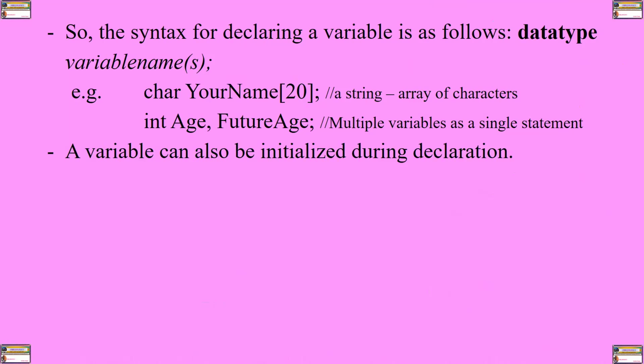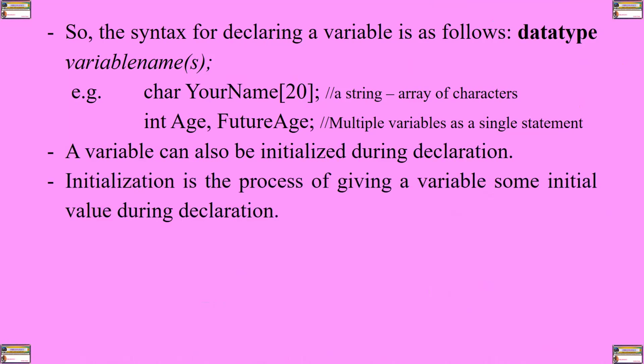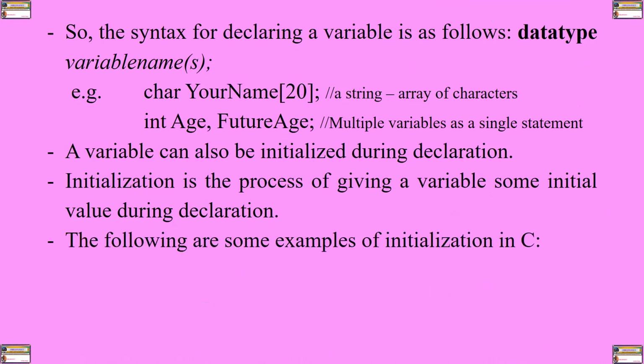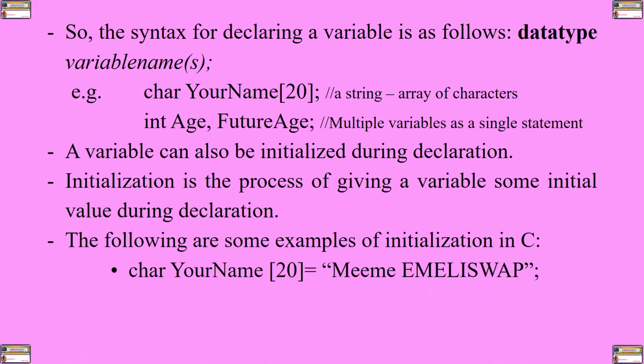So a variable can also be initialized during declaration. In other words, you can request the compiler to set a memory location of a certain type and store into it a certain value by default. That is called initialization. So what is initialization? Initialization is the process of giving a variable some initial value during declaration. So the following are some examples of initialization in C.